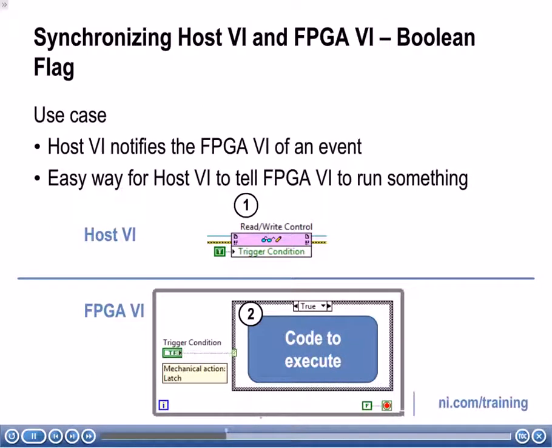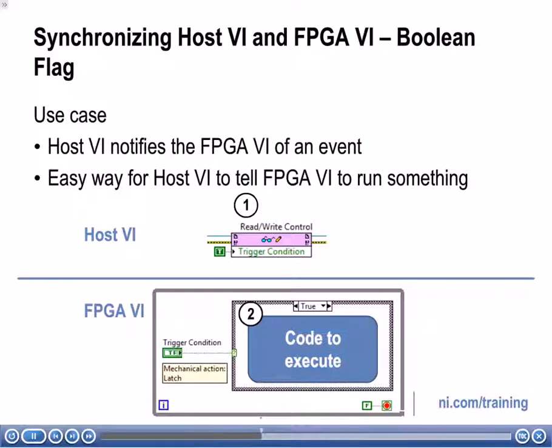If we take a look at the host VI and the FPGA VI here, notice that on the FPGA VI, we have a while loop. Imagine this while loop might be executing parallel to other stuff on the FPGA. And here we have a trigger condition that it's waiting for. The trigger condition is a control that the host can set. So every time that trigger condition goes to true, it's going to execute some code in that case structure.